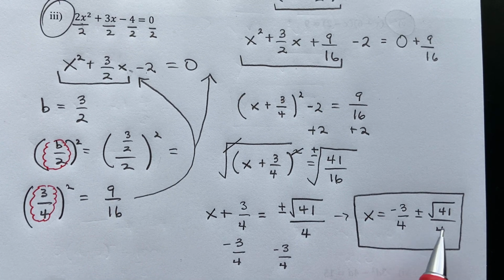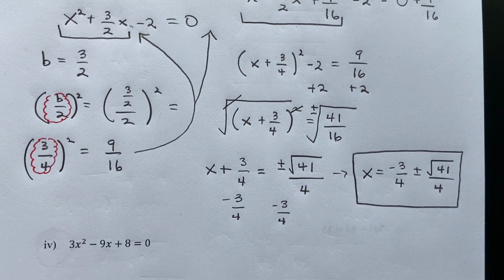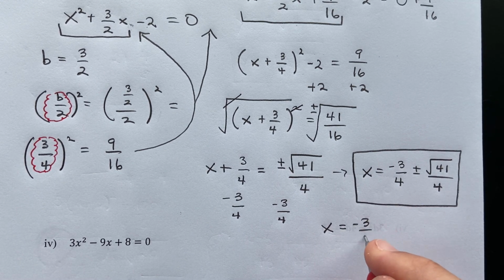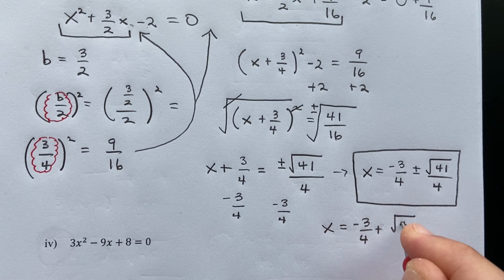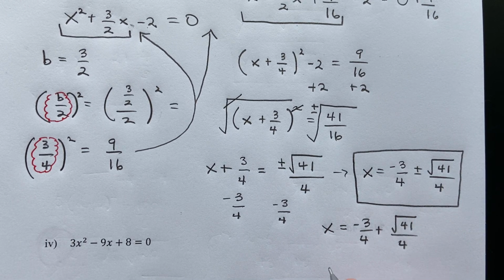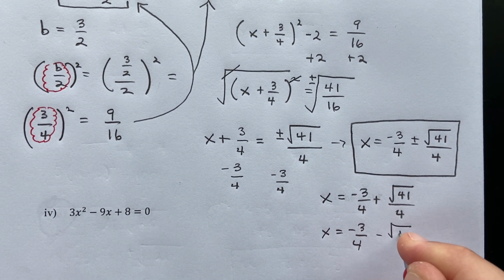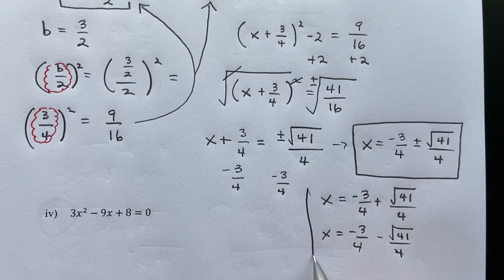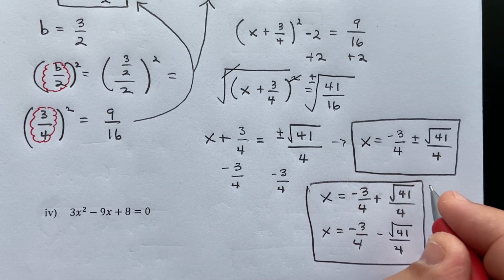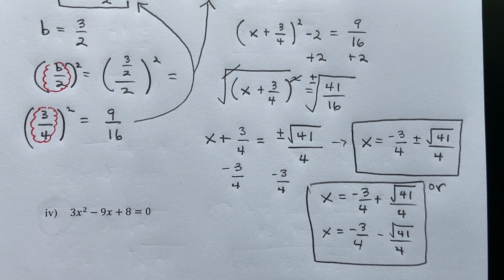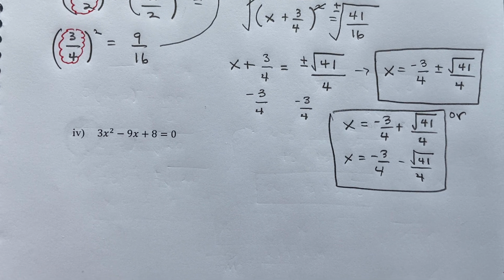Okay, so just to split them up, what I mean is one of our answers is -3/4 plus root 41 over 4. And the other answer is x equals -3/4 minus root 41 over 4. So that's what I mean by those answers. There's really 2 packed into here. I'll leave number 4 open. I'll go on to page 108.